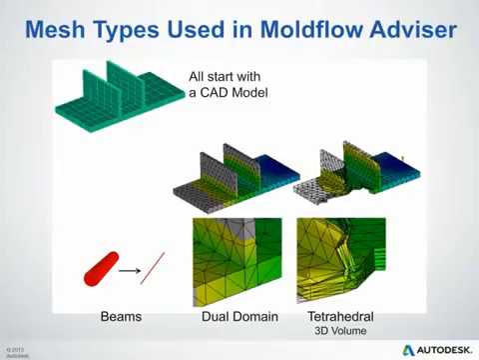Now, this might not be very apparent for Autodesk Moldflow Advisor users, but there actually is a mesh in the background, or a meshing process that is automated in the background for you. So beams are used in Advisor for cooling channels and feed systems. And then for your part, you typically have a choice between a dual domain mesh or a tetrahedral mesh, or some call it 3D. So what we'll do is explain this in a little more detail later on and why you might use one over the other.